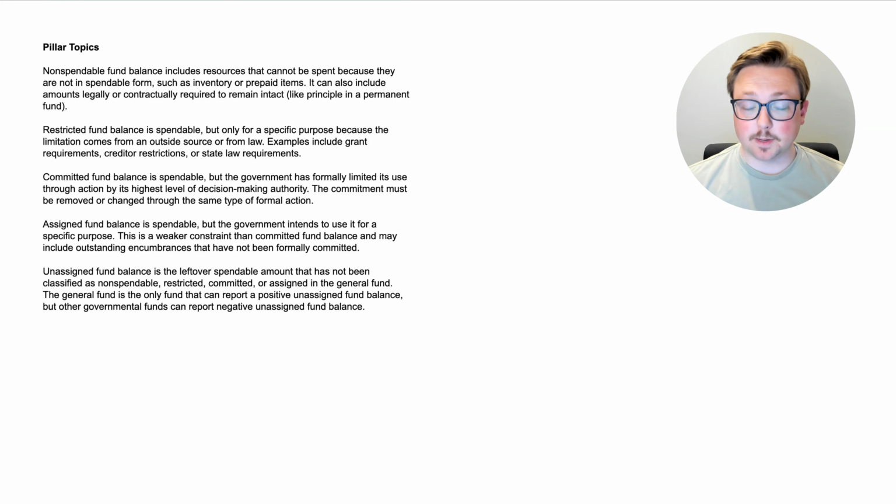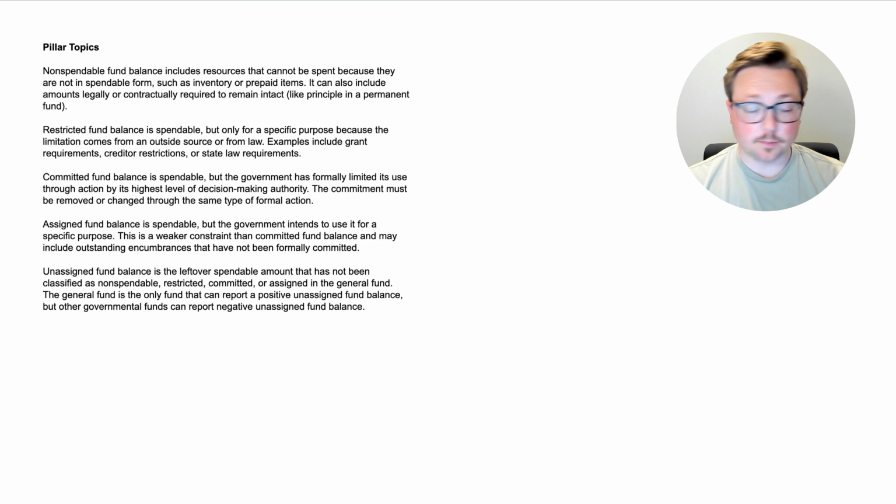Restricted fund balance is spendable, but only for a specific purpose because the limitation comes from an outside source or from law. Examples include grant requirements, creditor restrictions, or state law requirements. Next is committed fund balance, and this is also spendable, but the government has formally limited its use through action by its highest level of decision-making authority. The commitment must be removed or changed through the same type of formal action. So again, this is internal, but it's an internal limit that is by the highest level of decision-making authority. That is what distinguishes it from assigned, which we'll talk about now.